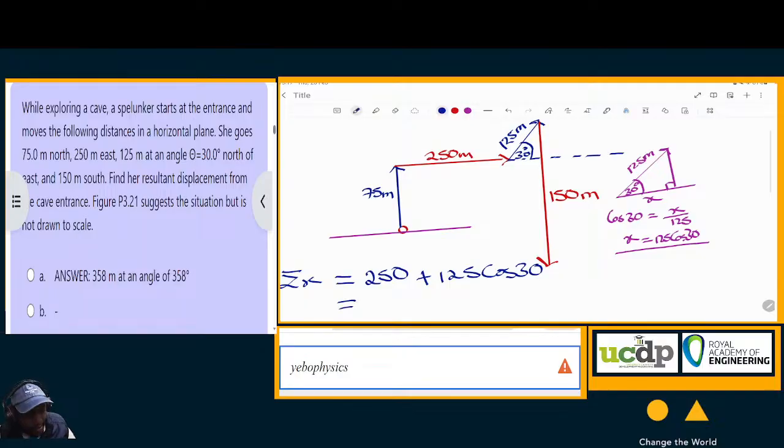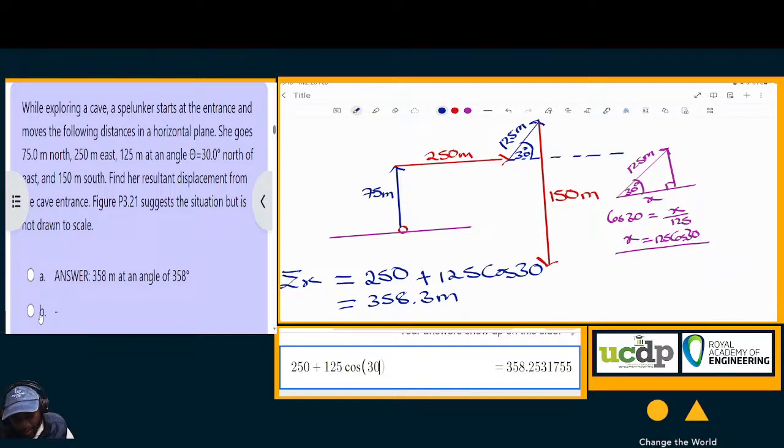So you can then punch this. If you've got your calculator there, you can also punch to confirm what we get. So it's going to be 250 plus 125 cos of 30. You get 358.3 meters. All right.